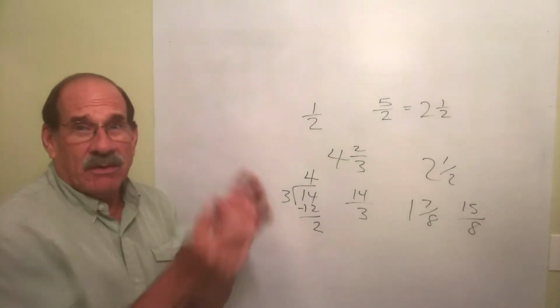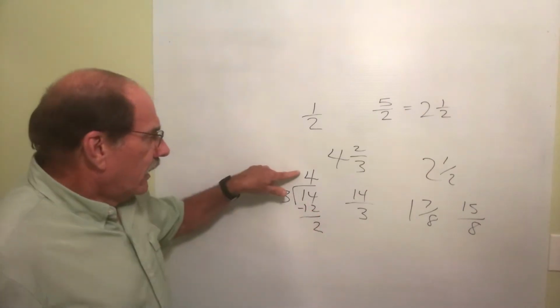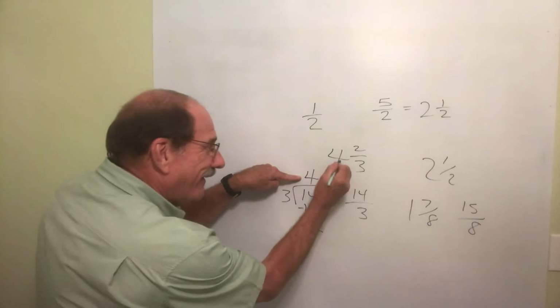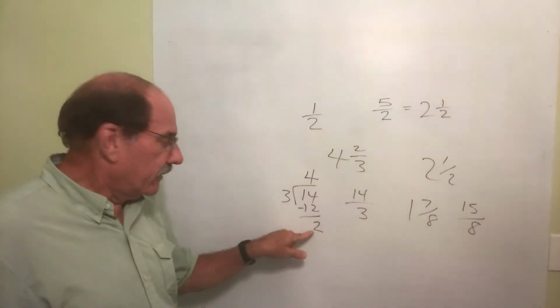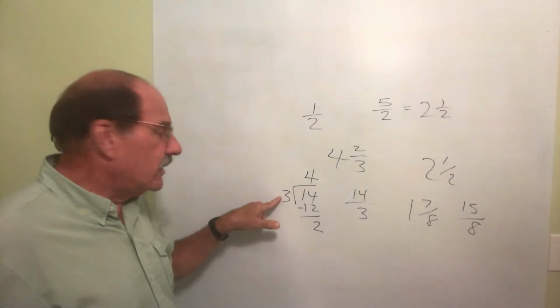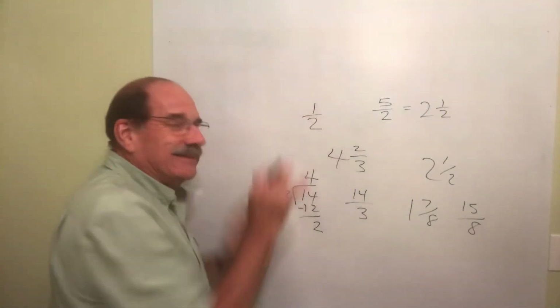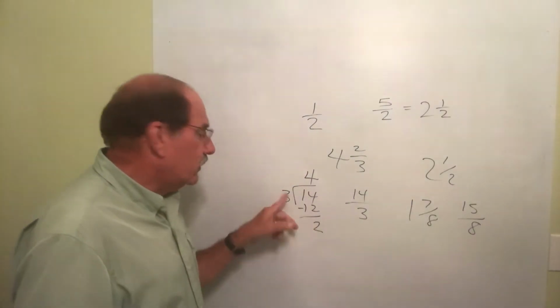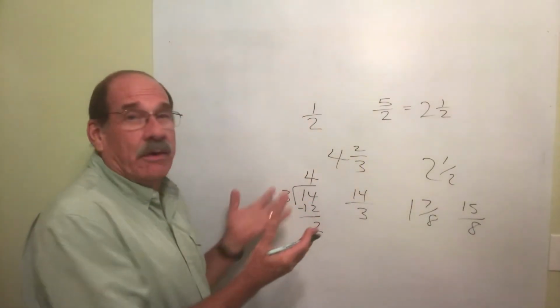So the numbers are all jumbled up, but okay. That's the whole number, 4. The answer is 4. It's right there, 4. The remainder of 2 is the numerator. 4 2/3. Now I know it's tricky. I'm sorry. But it's 4 2/3, which you already know.